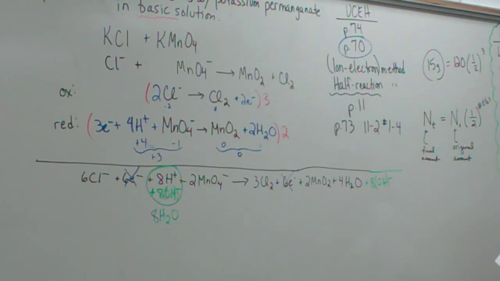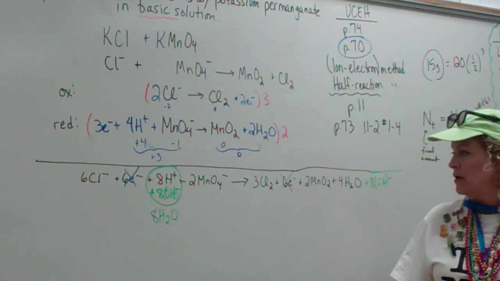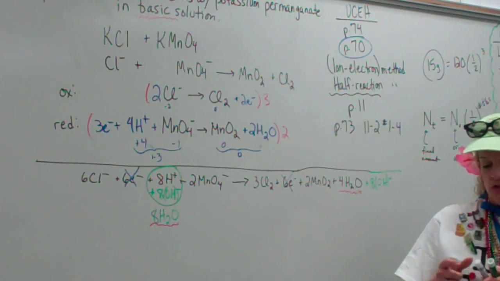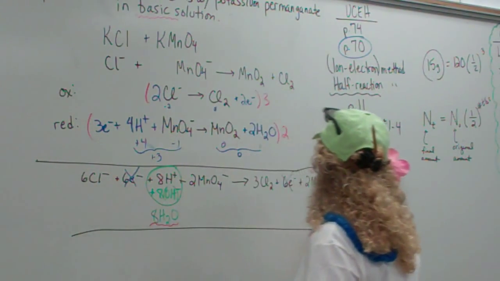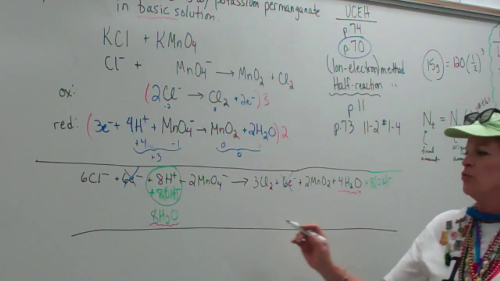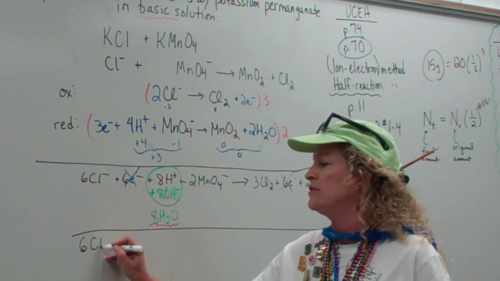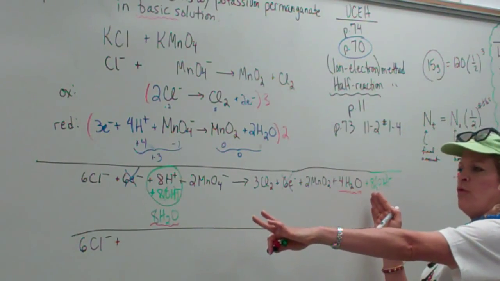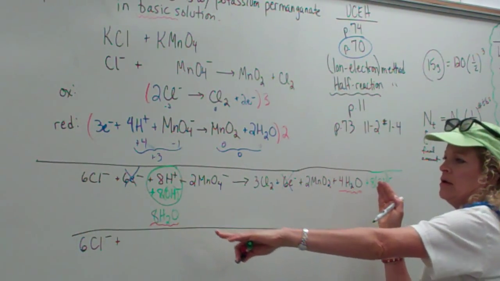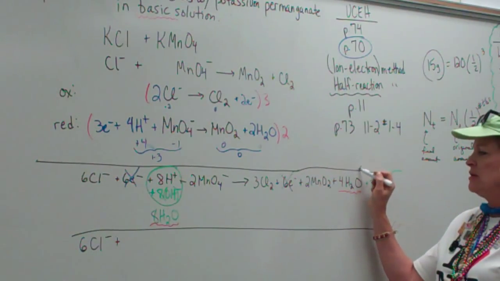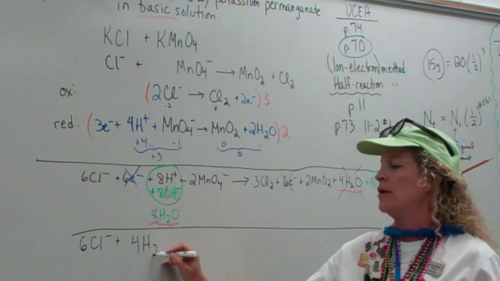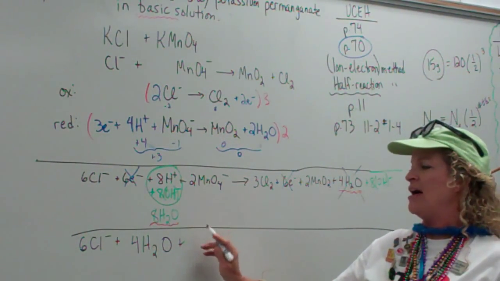Now, is there anything that can be simplified? Water. Right. We have 4 waters here, and we have 8 waters here. I'm not going to keep scratching out because that gets hard to look at. So we're going to have our 6 chlorides and our 8 waters and 4 waters. What's that going to even out to be? 4 waters. These are going to go away, right? And this is going to turn into a 4, right? 4 waters. That's simplifying.